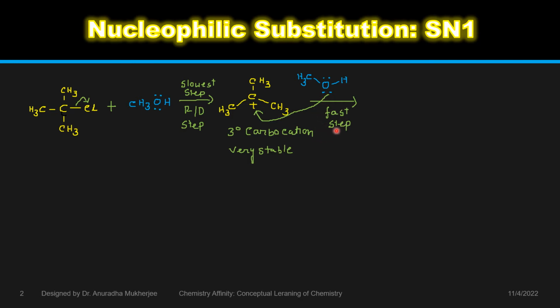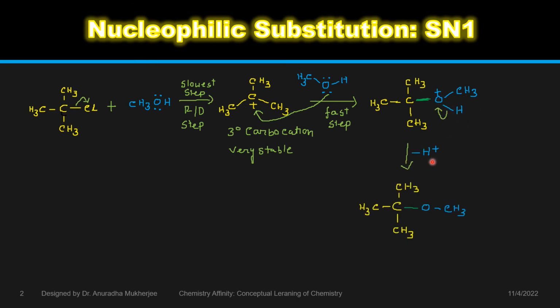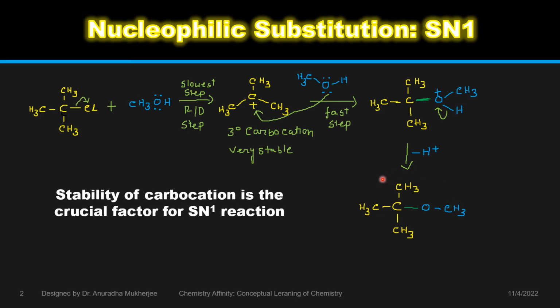So this is the first step. Then we get this compound. Since here oxygen is positively charged, in the final step the deprotonation will take place and we'll get this product. This product is an ether. So we started from tertiary butyl chloride and we are getting ether.